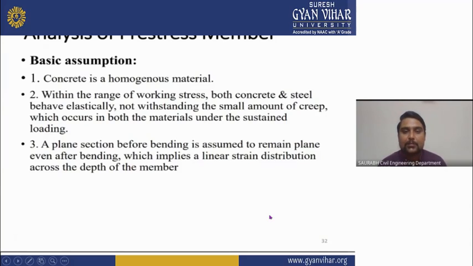Now we will see the analysis of a prestressed member and what the basic assumptions are. First, we have to assume concrete is a homogeneous material. Second, within the range of working stress, both concrete and steel behave elastically, notwithstanding a small amount of creep which occurs in both materials under sustained loading. Plane sections before bending are assumed to remain plane even after bending, which implies a linear strain distribution across the depth of the member.